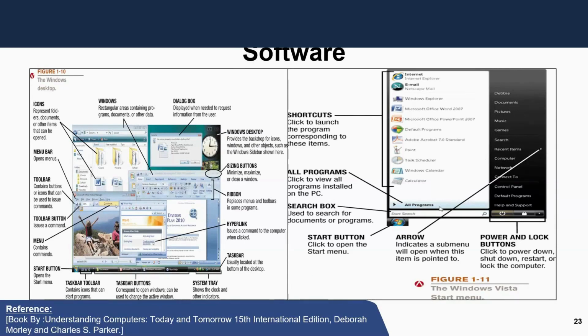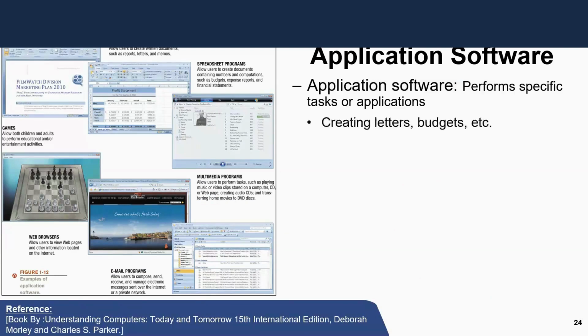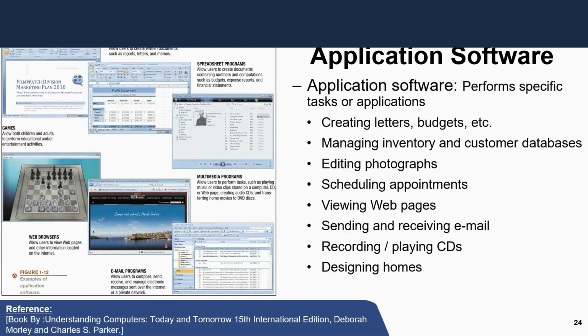These are some screenshots of Windows and the Start menu. We already use them, so I'm not going to go into detail. What are the ribbon and menu bars, and so on. Now, application software. Application software is any software that sits above your operating system. For any application software to run, you need an operating system as well. Without an operating system, application software will not work.